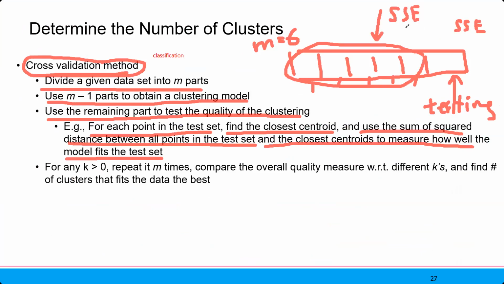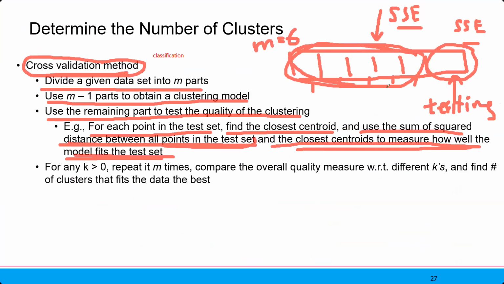Using this sum of square error, usually we will check the sum of square error distance between all points in the test set and the closest centroid to measure how well the model fits the test set. So we need to check only the test set, whether it is good or not with the model from this file data.